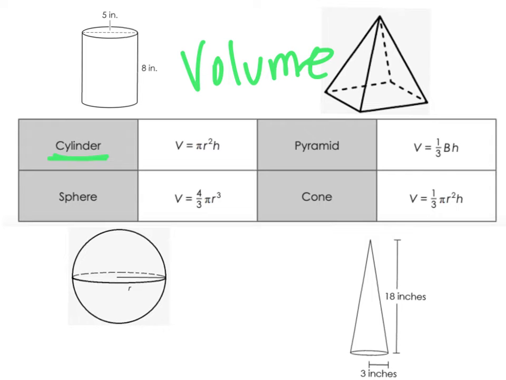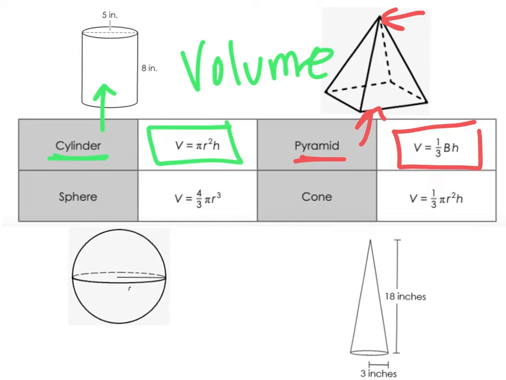A cylinder is like a soup can or a can of pop, so that's what a cylinder looks like. And the formula of a cylinder is volume equals pi times the radius squared times the height. A pyramid is right here, has a pointy top, like the pyramids in Egypt. To find the volume of a pyramid, it's 1/3 the area of the base times the height.